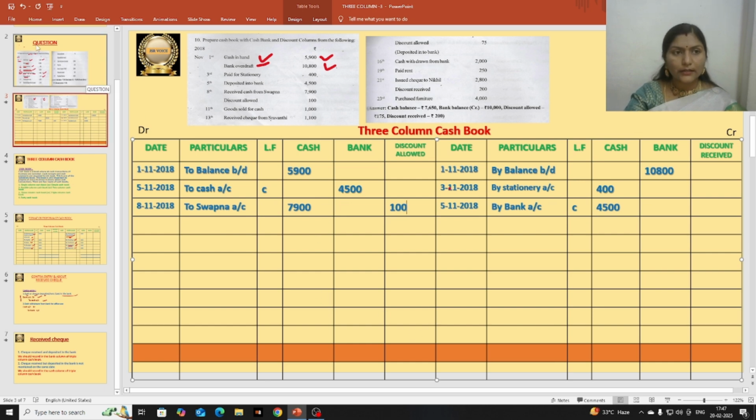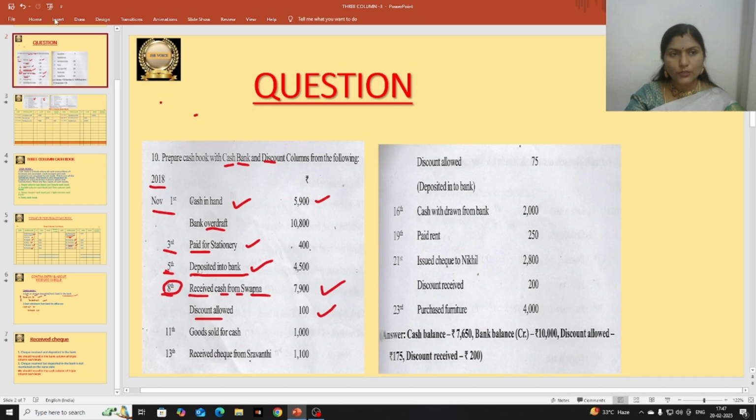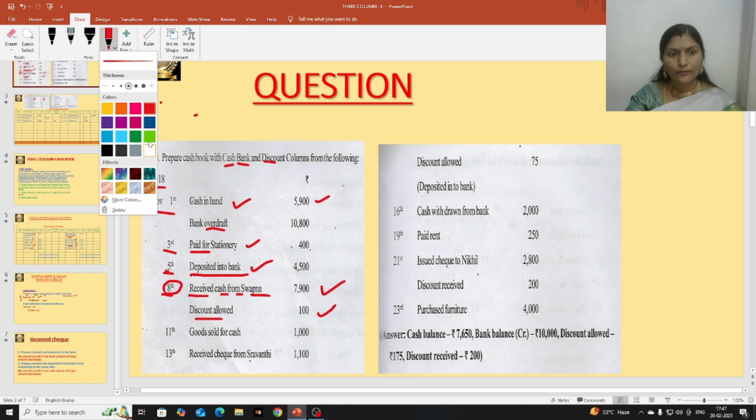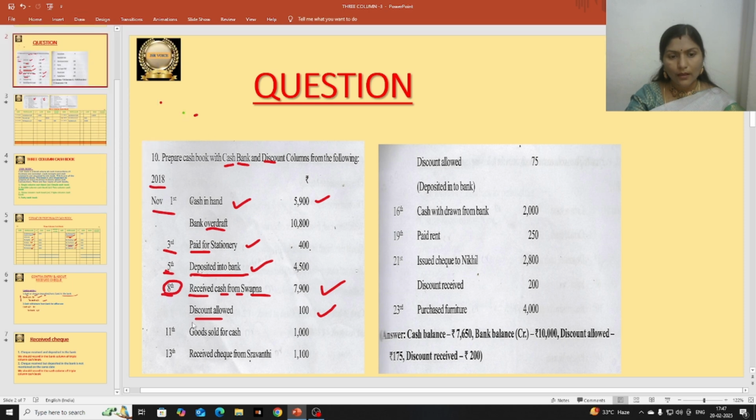Let us go and look into the next one. Next one is the 11th date. On the 11th date, what happened? Goods sold for cash, 1,000 rupees. So goods sold for cash. It is what? Sales. The business is selling and receiving cash immediately. Cash is coming into the business. That is why sales we should always record on the debit side. I already explained this in the proforma also.